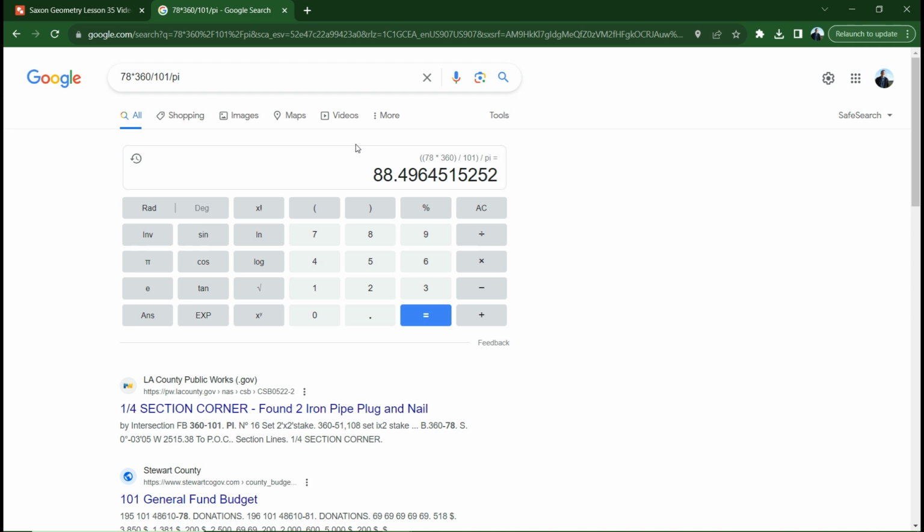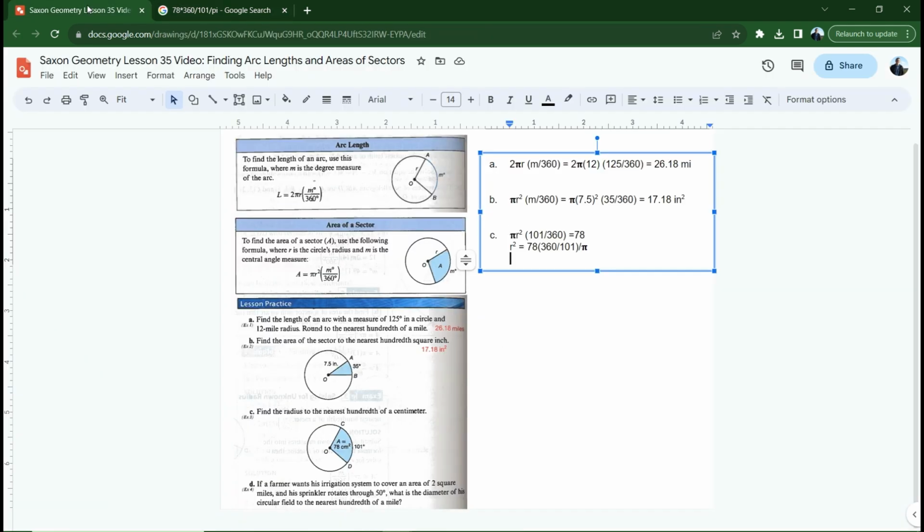I get 88.496, but I needed to do one more step because this is r squared. To find r by itself, I need to take the square root of this. I'm going to say square root of answer equals, and I get 9.41. I have to round this up because the next digit is 7. R equals 9.41. We'll make that a lowercase r to be consistent. And that is my answer. Let's see, that's going to be measured in centimeters.